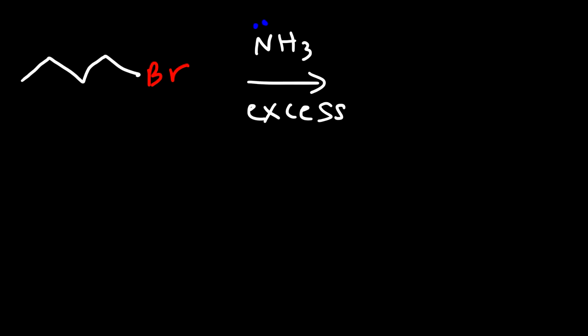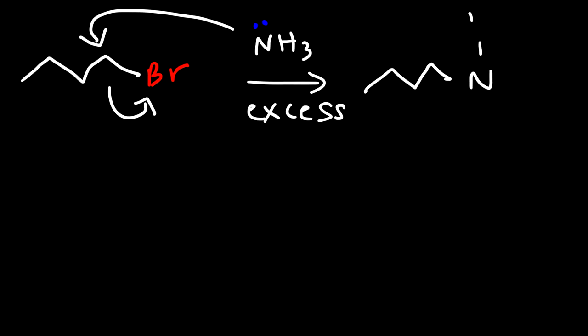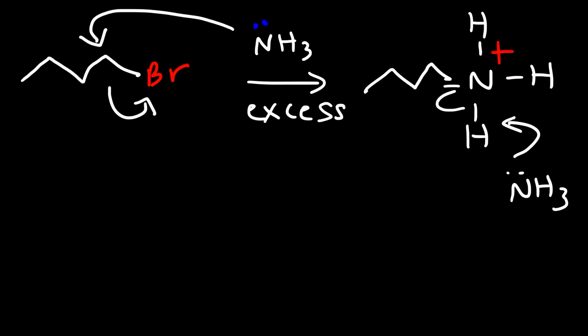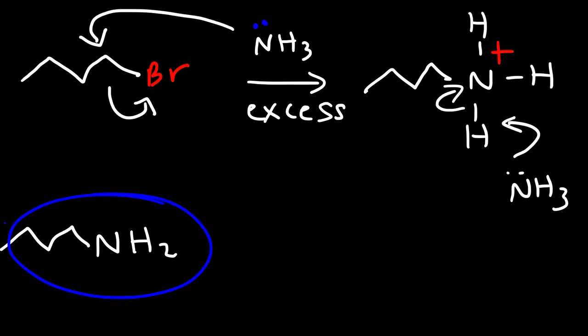Ammonia is going to act as a nucleophile in this reaction, attacking the carbon from the back, expelling the leaving group. And so this is going to be an SN2 reaction. Right now, the nitrogen atom has a positive charge since it has 4 bonds. Now, another NH3 molecule is going to remove a hydrogen. And so right now we have butylamine. That's a simple way in which we can make an amine.